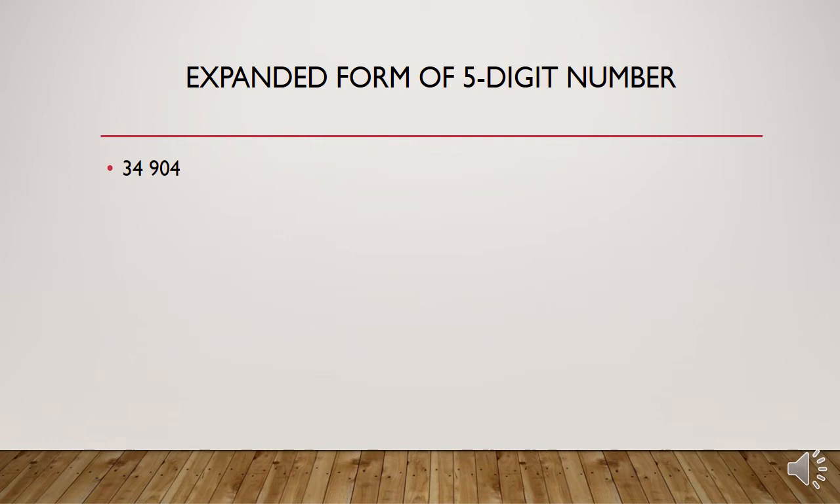Let's move on to the expanded form of a 5-digit number. For example, we have taken the number 34,904. First, we place the digits of this number into its respective columns. Here, 3 lies in the 10,000s column, 4 lies in the thousands column, 9 lies in the hundreds column, 0 lies in the tens column, and 4 lies in the ones column.